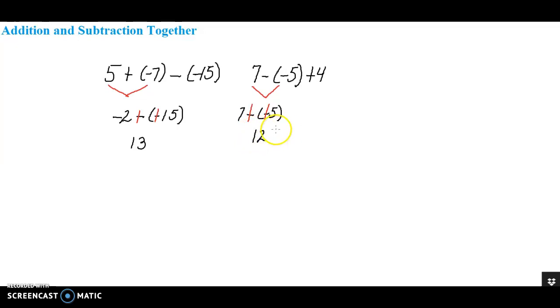And now bring down the next number. And we're looking at 12 plus 4, which is 16. Okay. Let's look at the next one. Negative 6 minus a negative 7 plus 8.